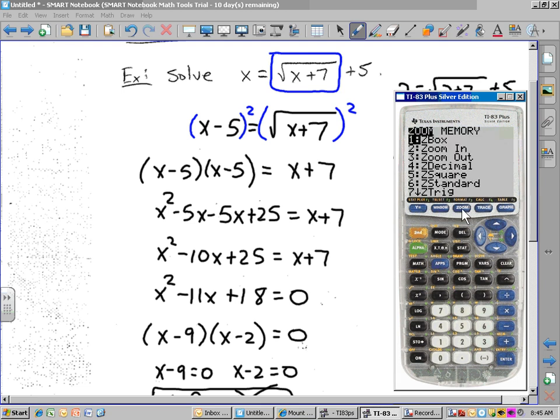Start with a zoom 6 and see what we get. Well, the only x-intercept I see is out here to the right, so I'm going to calculate that intersection.